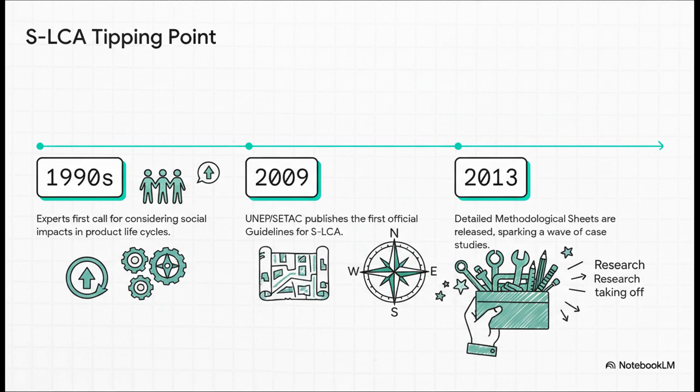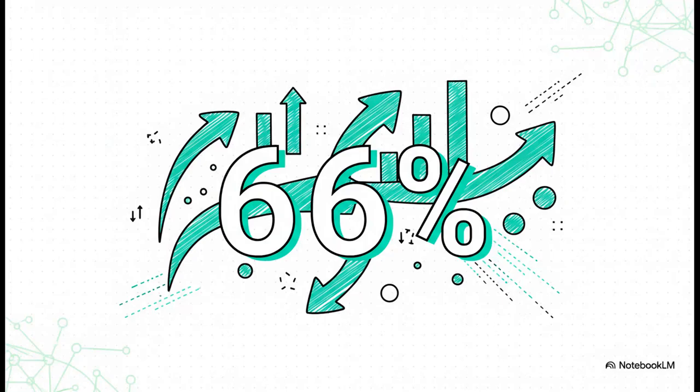Then, in 2013, they released these detailed methodological sheets, which was like handing everyone a full toolkit. And that's when the research just took off. And when I say it took off, I really mean it. Get this. 2/3 of all the research ever published on SLCA up to 2018 was crammed into just the last 4 years of that period. That's not just growth. That's an absolute explosion of interest.